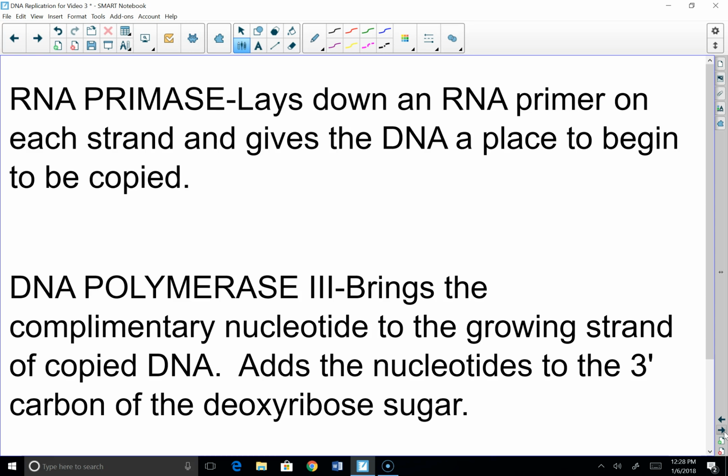The next enzyme that's going to come in is DNA polymerase III. This enzyme will bring the complementary nucleotide to the growing strand. On the leading strand, this will be continuous. On the lagging strand, you will have pieces, once again, called Okazaki fragments. And each nucleotide is added to the 3' carbon of the deoxyribose sugar.